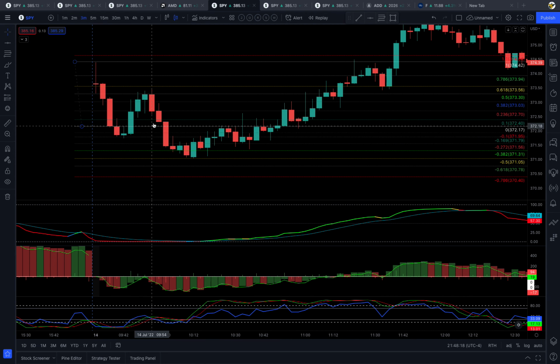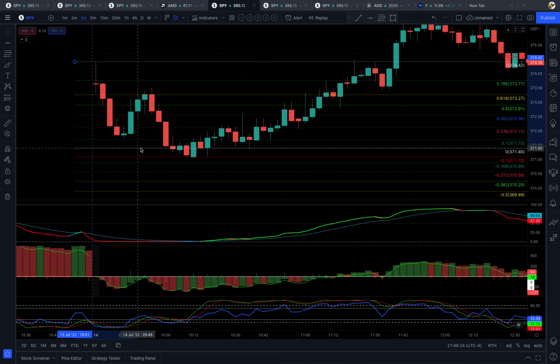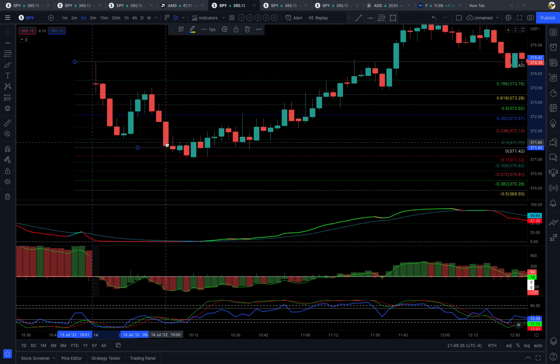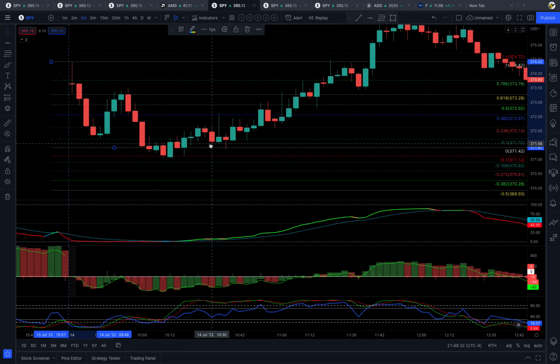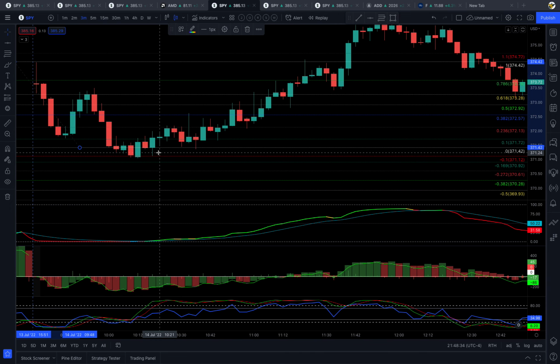But what I would have done here, once this one broke down and hit that 272, is I would have redrawn my fib to the candle that broke it. And then what did these ones do? It bounced right off the 10%, came back up to the 236 level. It's just crazy how these fibs work like that.